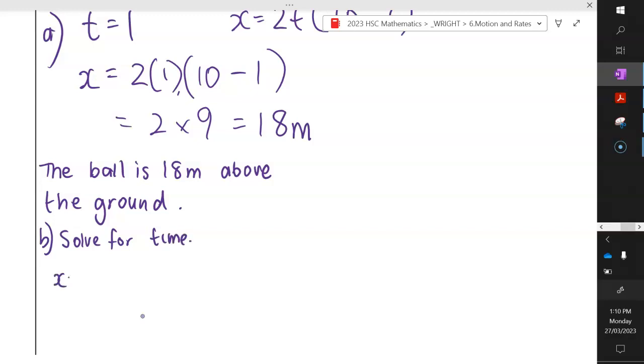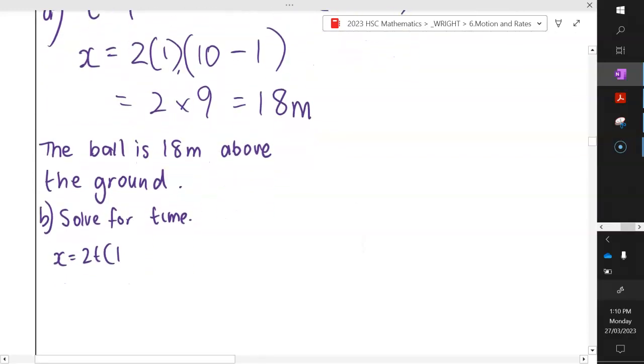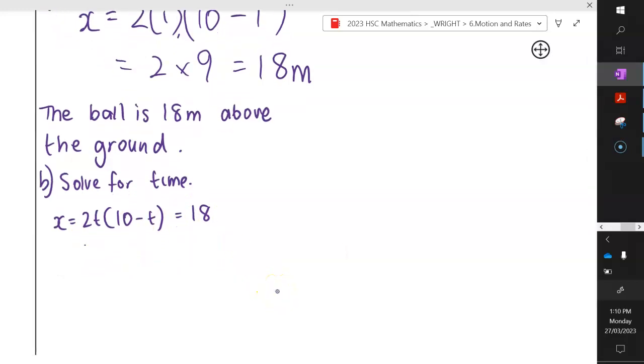And we know we had x is equal to 2t(10 minus t), equaling 18. So what other time can we do this, this function in terms of t, be equal to 18? So I'm going to expand my brackets here. I'm not going to look at the x there because I've got an answer for x, and that's 18. So if I expand my brackets, I get 20t minus 2t squared is equal to 18.